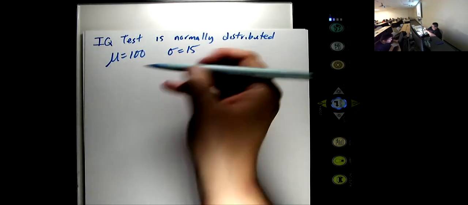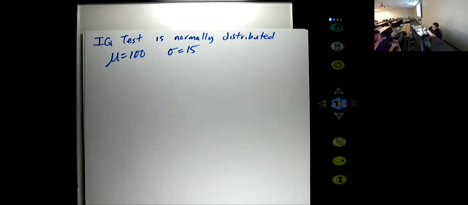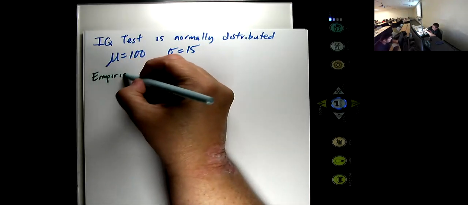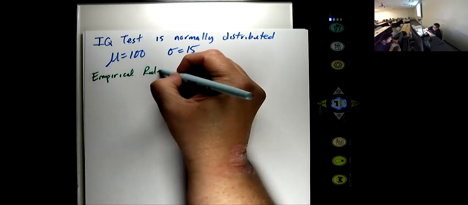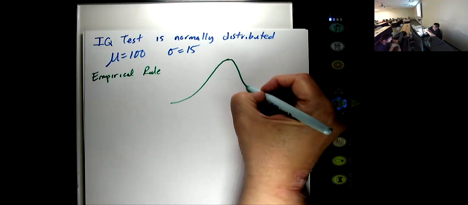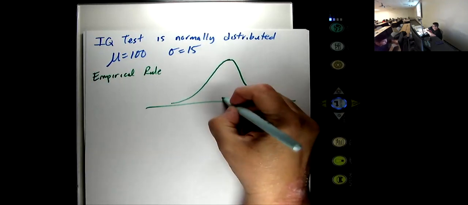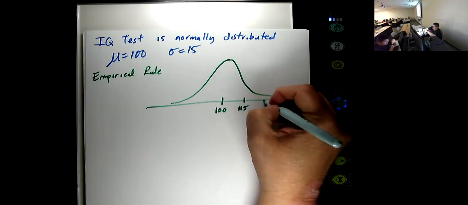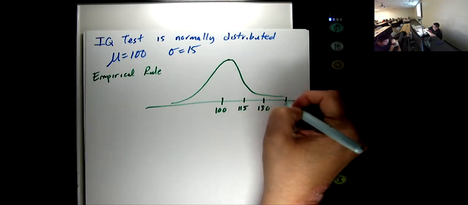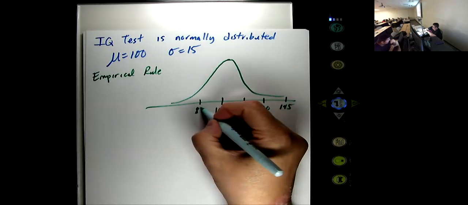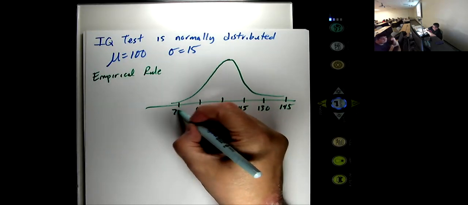So if we did the empirical rule, I'm just going to show you how it differs. The empirical rule gives us that nice little bell curve. We have 100 in the middle. This is 115, 130, 145. I'll show you how to produce these numbers on StatCrunch in a little bit.